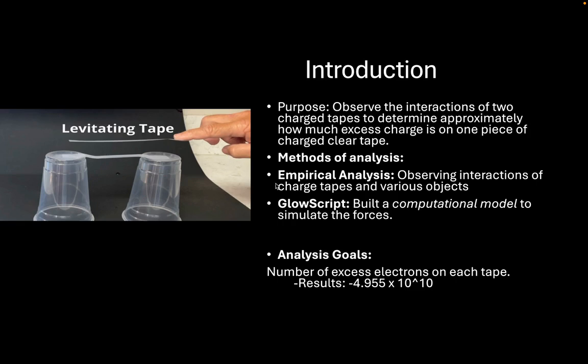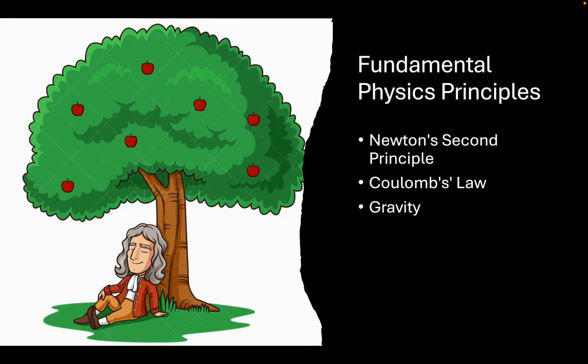As you can see in the image here, we achieved this by creating a scenario where one piece of tape levitates under another. By observing this interaction, we can measure the forces at play and calculate the number of excess electrons. I used empirical analysis to observe how the tape interacts with other objects, and I used GlowScript to simulate forces.